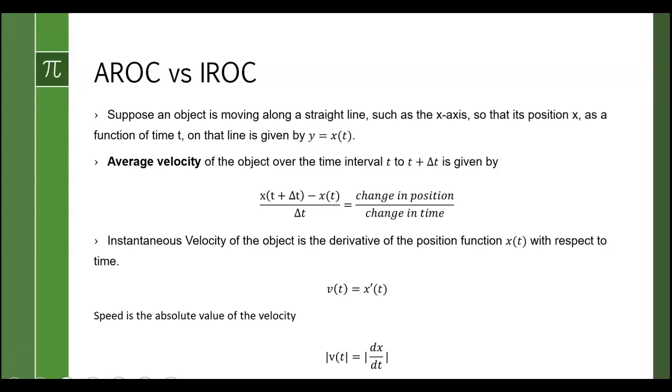And then speed. Speed is the absolute value of velocity. I totally missed a parenthesis in there. So it is the absolute value of velocity. It is the absolute value of the rate of change, so it's |dx/dt|.